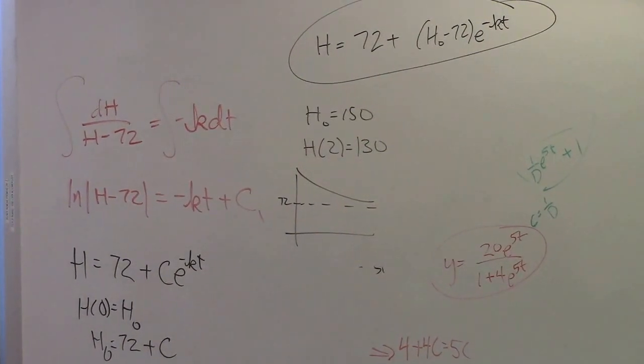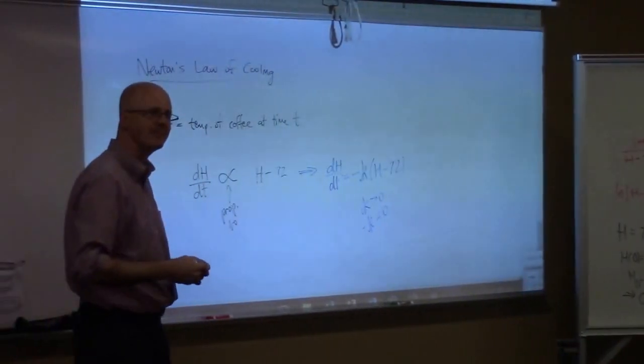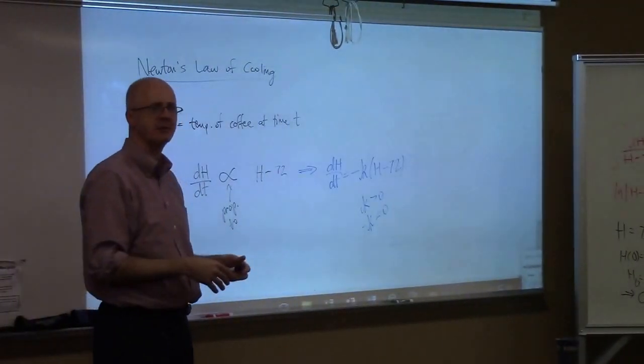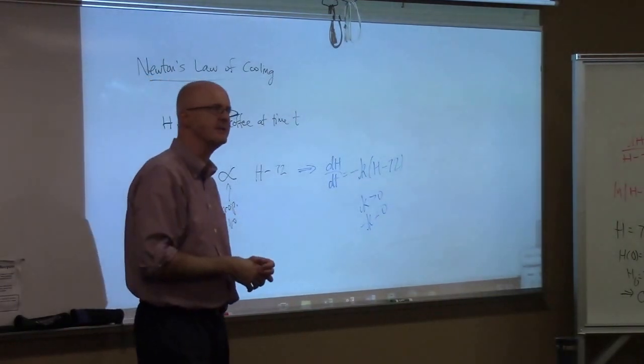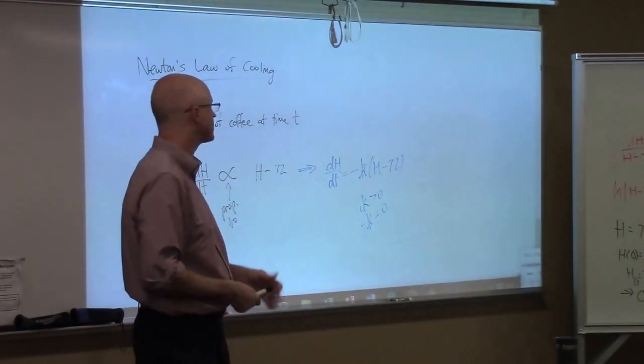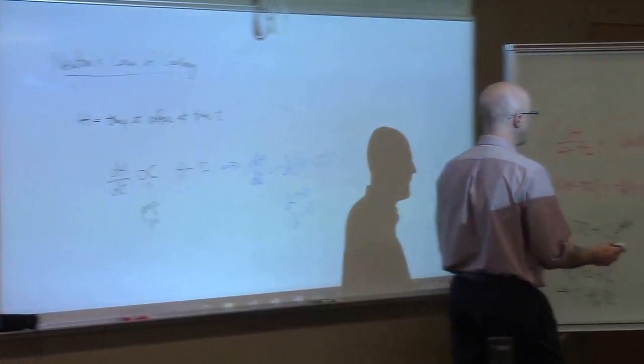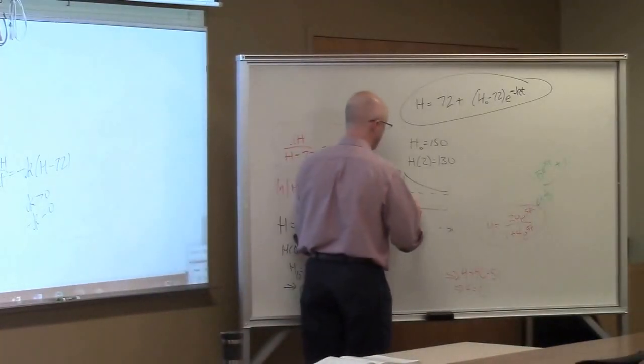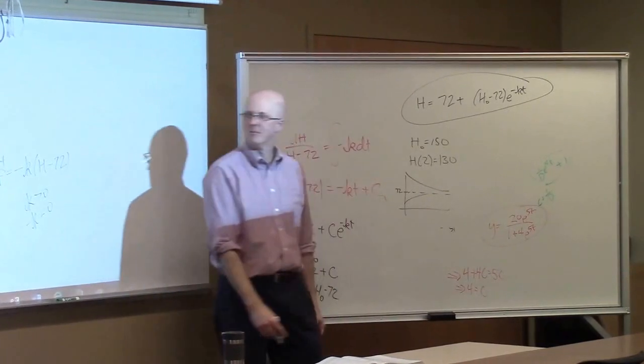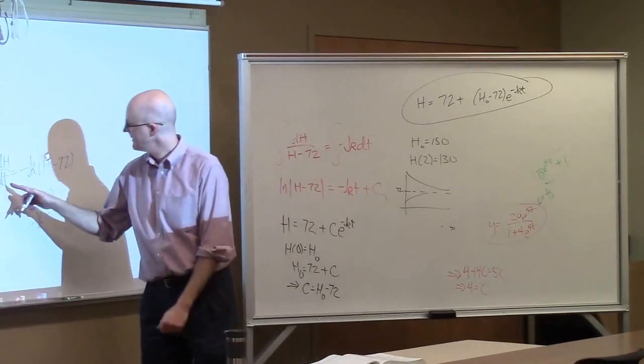Actually, this exact same model works in the situation where you are heating something. If the coffee's cooler than room temperature to begin with, if it's been in the refrigerator, and you bring it into room temperature, the same equations work. But your initial condition would be below 72, and your coffee would warm up towards 72. But the same stuff works.